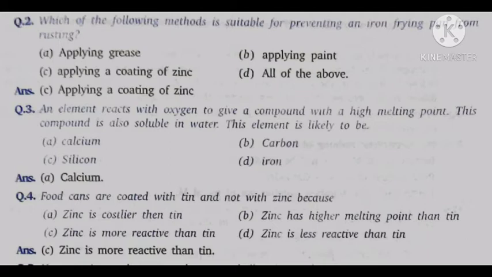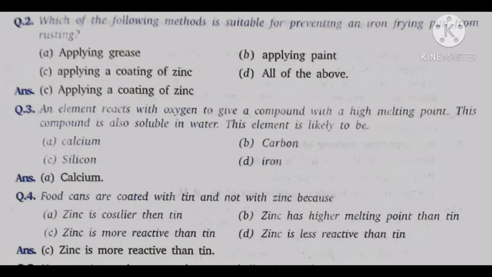Question number 3. An element reacts with oxygen to give a compound with a high melting point. This compound is also soluble in water. This element is likely to be A. Calcium, B. Carbon, C. Silicon, D. Iron. Answer A. Calcium.